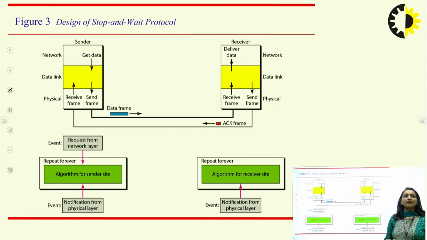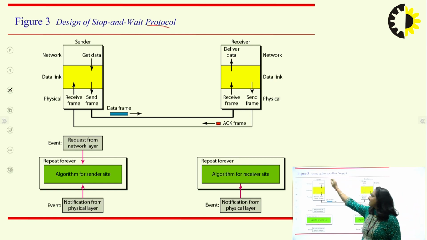The second one is the stop-and-wait protocol. In stop-and-wait, we stop and then wait for the acknowledgement. The design is that when we get data from the network layer, we then send a frame.